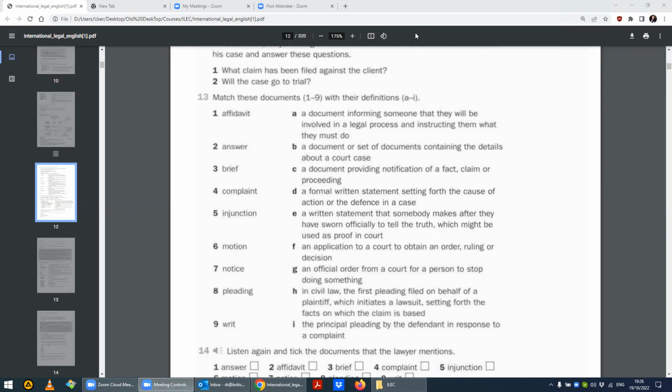Let me just write that in the chat box for you, okay? I'm going to send you this exercise as a home task. So it's great that you're filling in the answers now, but I'm going to send it as a home task.